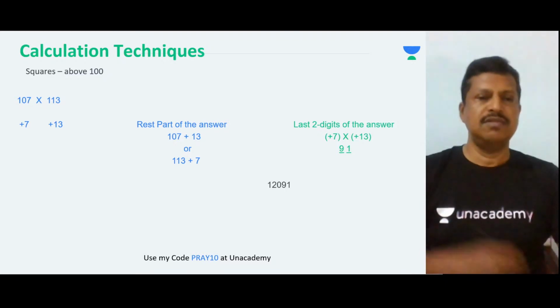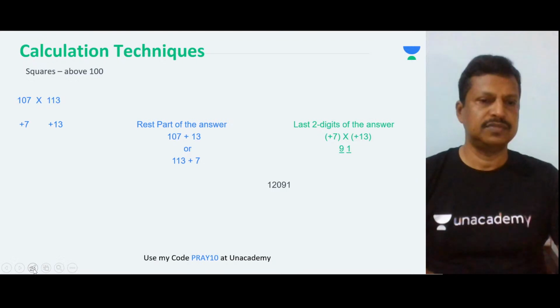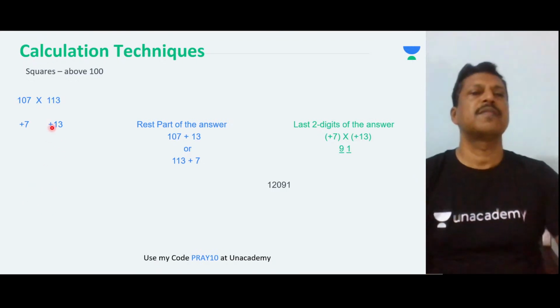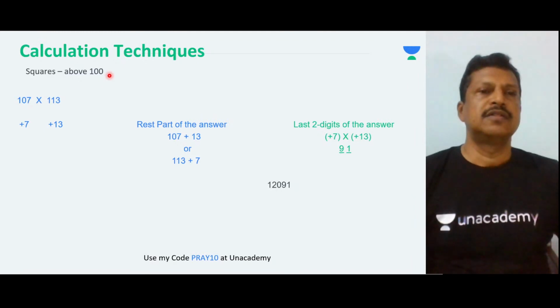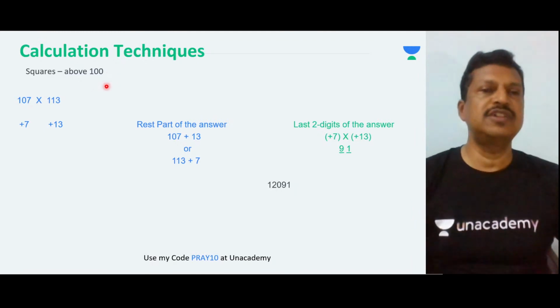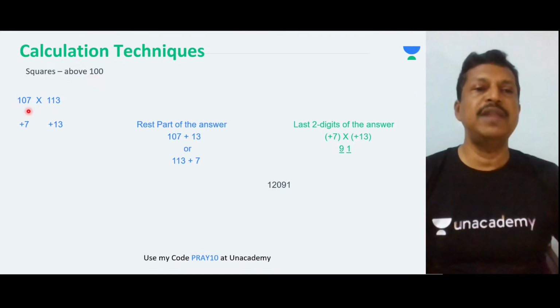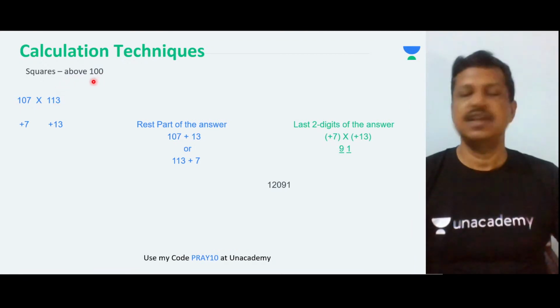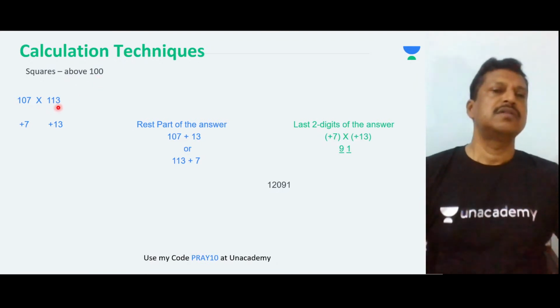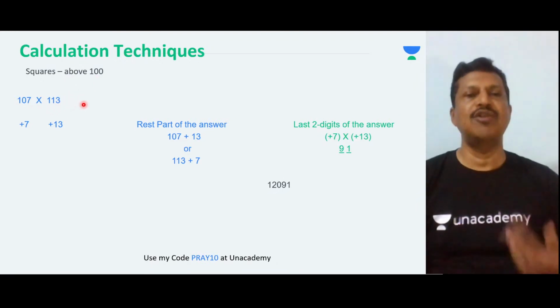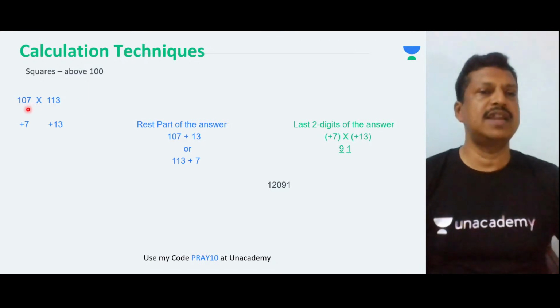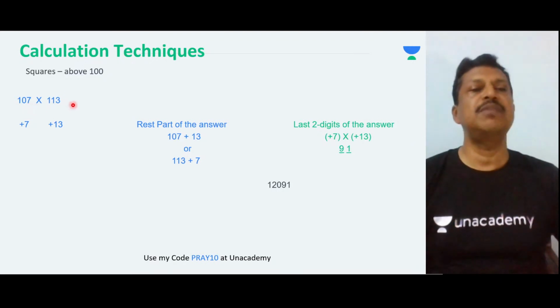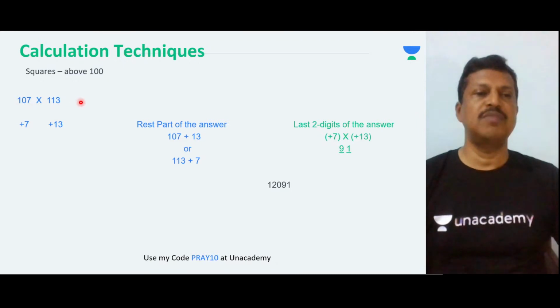Now let's look at the technique. What is the question? We'll be learning multiplication of two numbers which are very close to 100, and here we'll be talking about numbers which are above 100. I have taken two numbers and I'll tell you how to calculate that. One number is 107 and another number is 113. You need to multiply these two numbers.